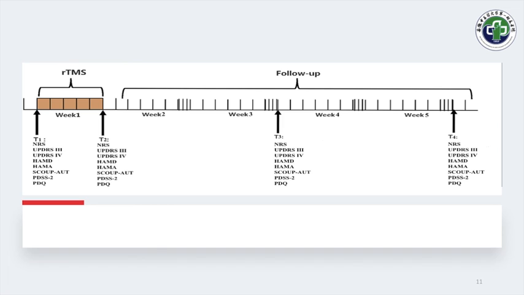And the assessment scales included Part 3 and Part 4 of the MDS Unified PD Rating Scale, the Hamilton Depression Scale, the Hamilton Anxiety Scale, the Scales for Outcomes in PD Autonomic Symptoms, the PD Sleep Scale 2, and the Parkinson's Disease Questionnaire.